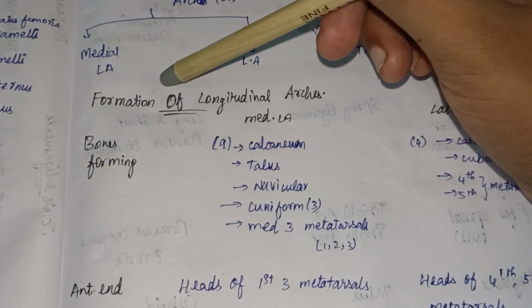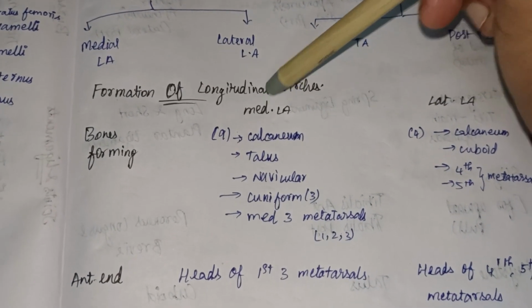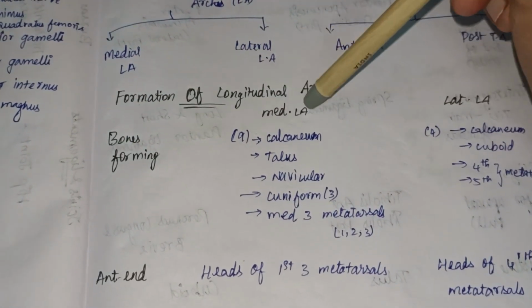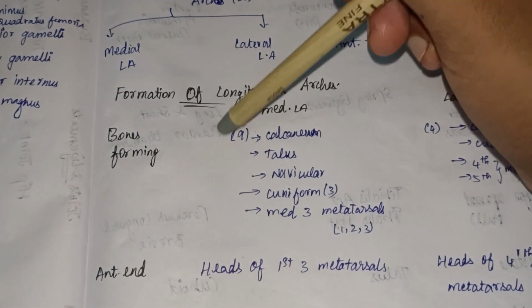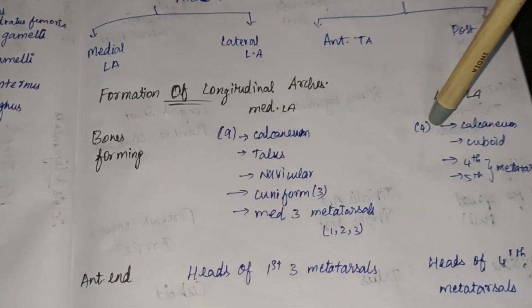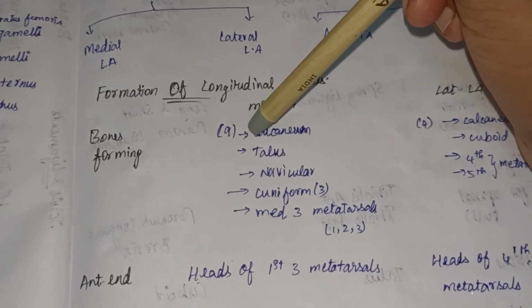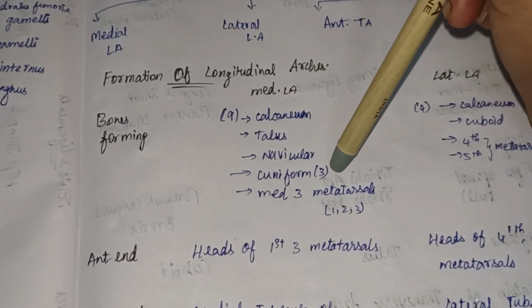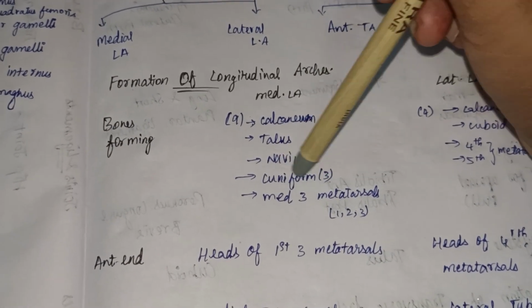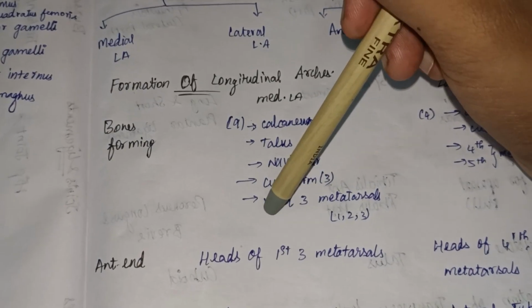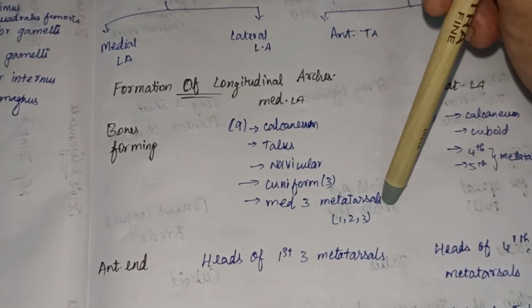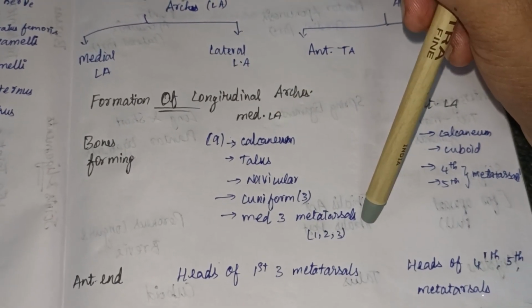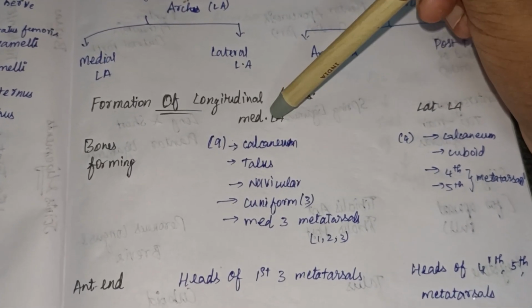First of all, let us see the formation of the longitudinal arch, medial longitudinal arch and the lateral longitudinal arch, as I already mentioned before. What are all the bones forming the medial and the lateral longitudinal arches? There are 9 bones forming the medial longitudinal arch and there are 4 bones forming the lateral longitudinal arch. The bones are calcaneum, talus, navicular, 3 cuneiforms, that means cuneiforms are 3 in number. Next, medial 3 metatarsals, first one, second one, third one. Totally there are 9 bones which form the medial longitudinal arch.